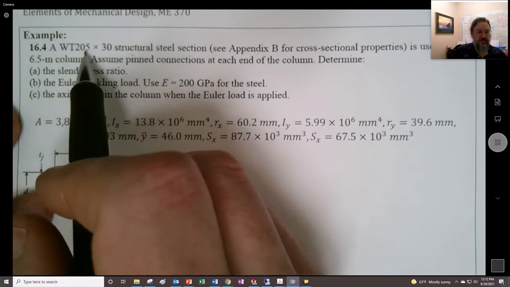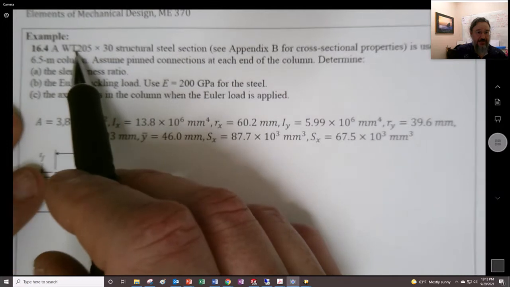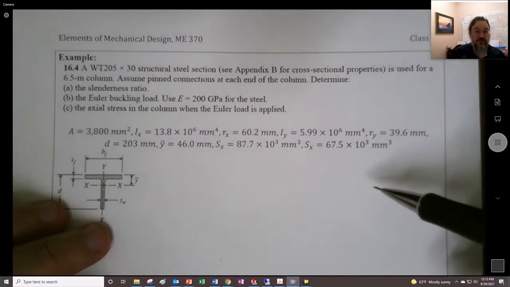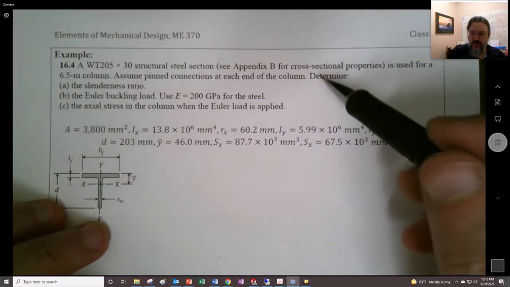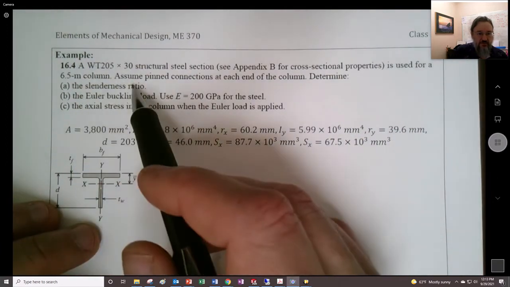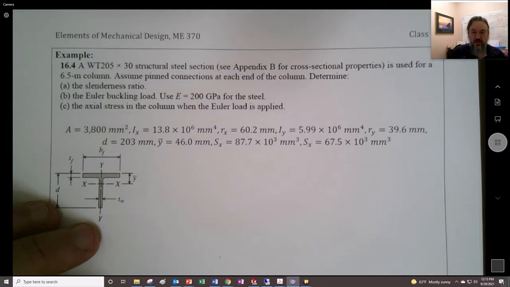This is a problem from Philpott. And we're starting out with a wide T shape, a structural shear shape, and that's Appendix B of that other book, as used for the 6.5 meter column. Assume that we have pinned connections, so it's a pinned joint at each end.